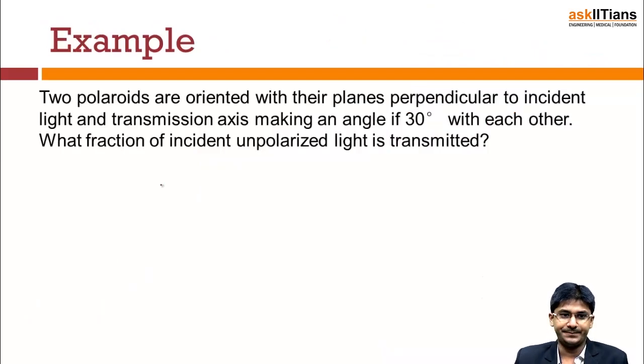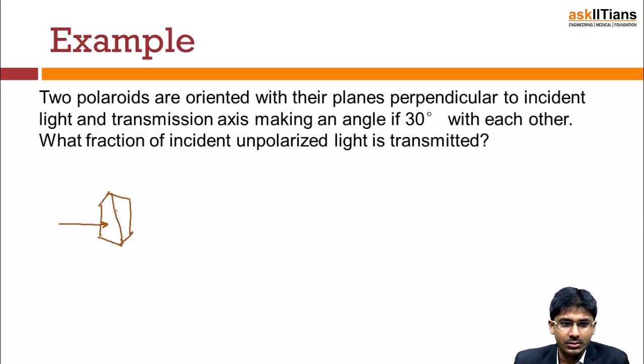Now let's see an example here. Two Polaroids are oriented with their planes perpendicular to incident light. There is a light here, there is a Polaroid here. The Polaroids are oriented with their planes perpendicular to incident light. Means one is this, another one also is perpendicular to the incident light. If you can see, this angle is 90, right? So this is what it's saying.